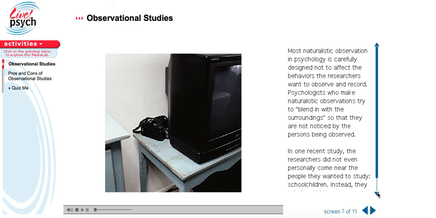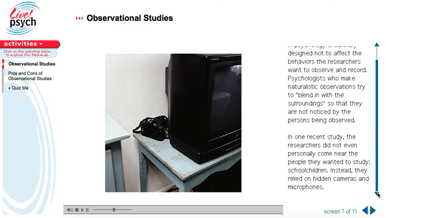Most naturalistic observation in psychology is carefully designed not to affect the behaviors the researchers want to observe and record. Psychologists who make naturalistic observations try to blend in with the surroundings so that they are not noticed by the persons being observed. In one recent study, the researchers did not even personally come near the people they wanted to study, school children. Instead, they relied on hidden cameras and microphones.